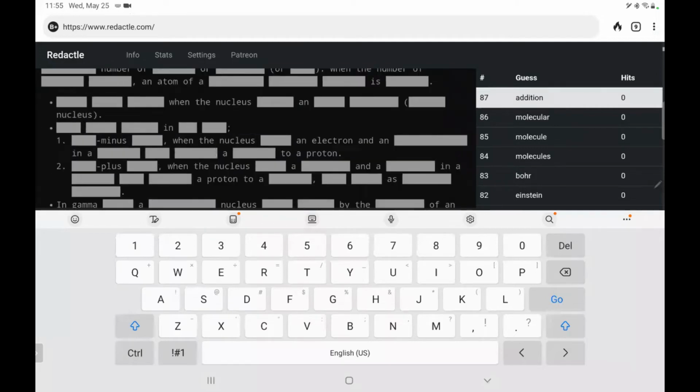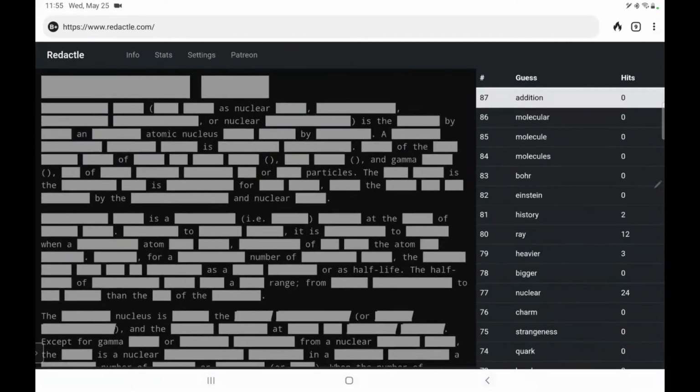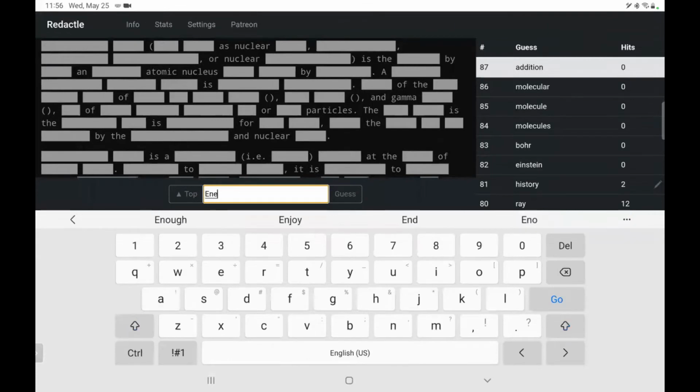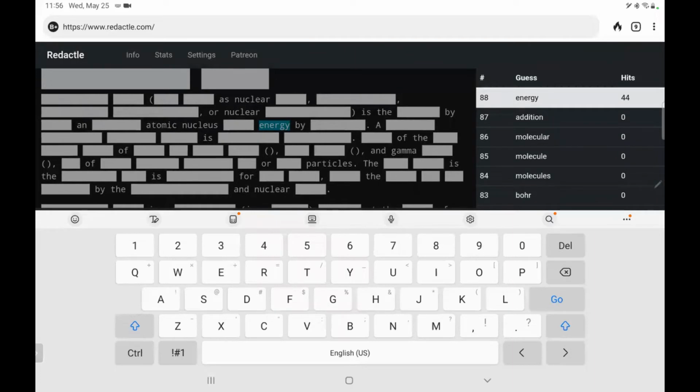Yeah, I'm not sure if it's a good idea to have these very specific scientific Wikipedia articles as the target. Maybe they're chosen at random, I don't know, but come on, give us a chance. Let's try energy. Ooh, okay. Oh, I was expecting it to be as nuclear energy.